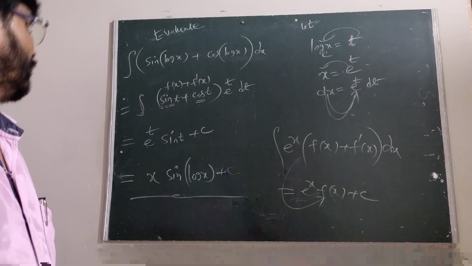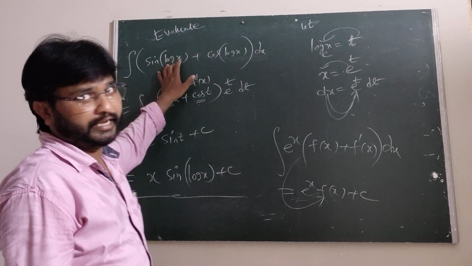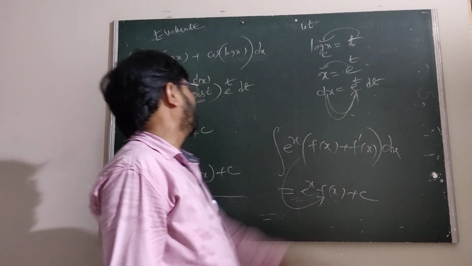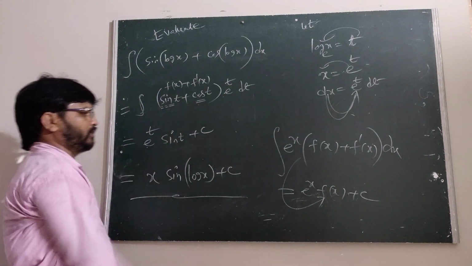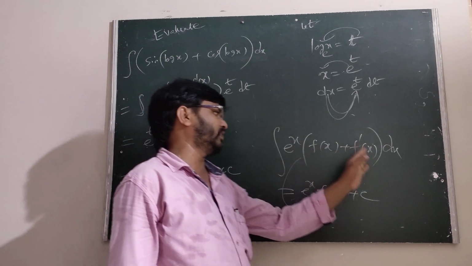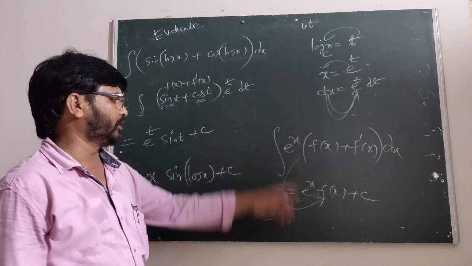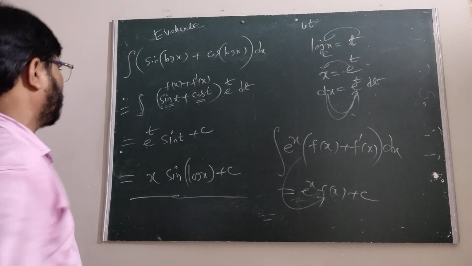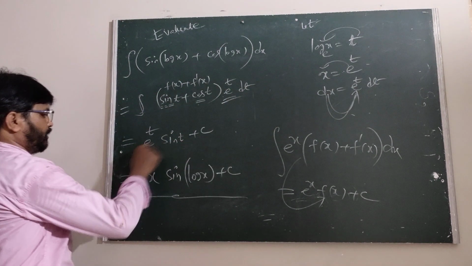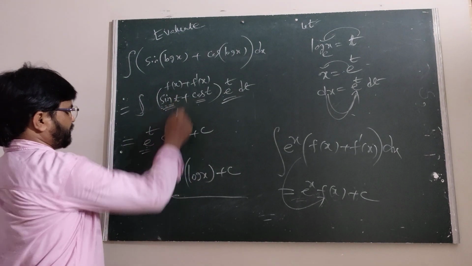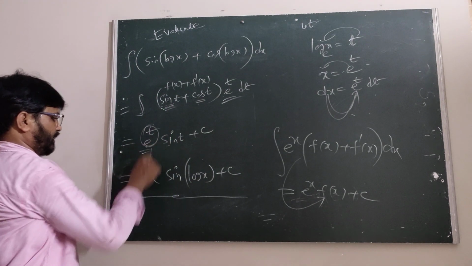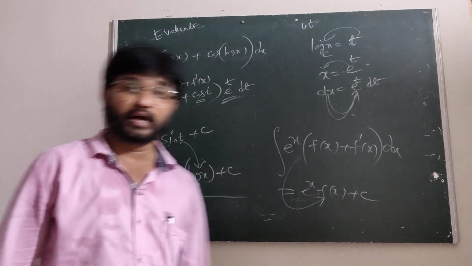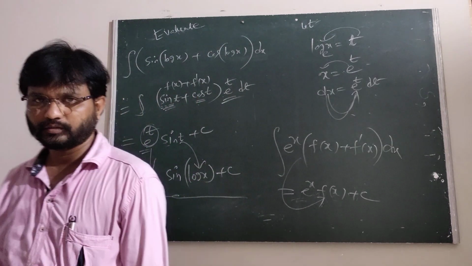Is it okay? We can write: first, log x we taken as t. That is sin t plus cos t. The dx is e power t into dt. Now it has to be compared with e power x into f of x plus f dash of x into dx, which is nothing but e power x into f of x. Therefore e power x is e power t, f of x is sin t, e power t is nothing but x, and t is the log x. Therefore x into sin of log x plus c is the answer. Is it okay?